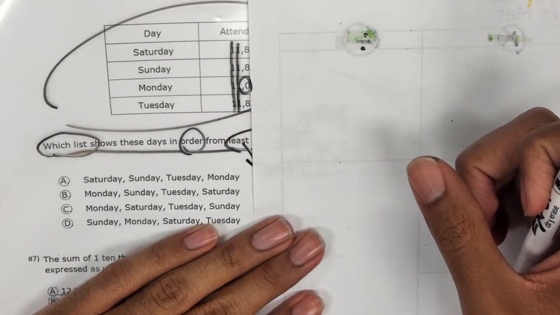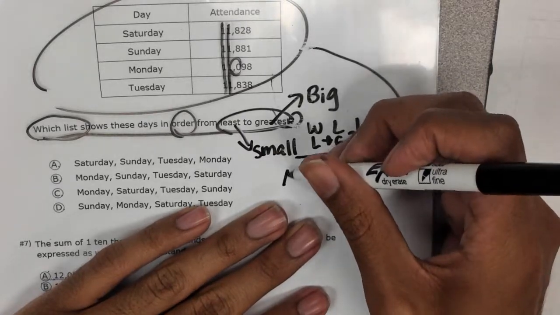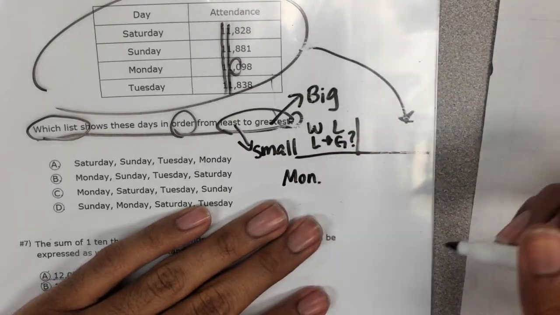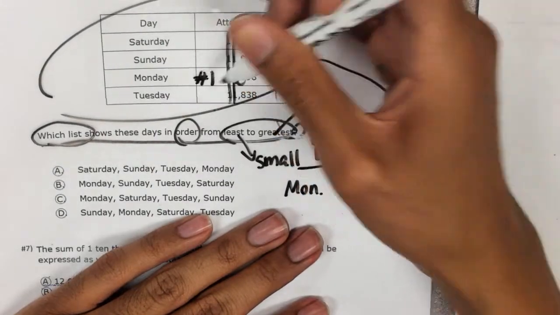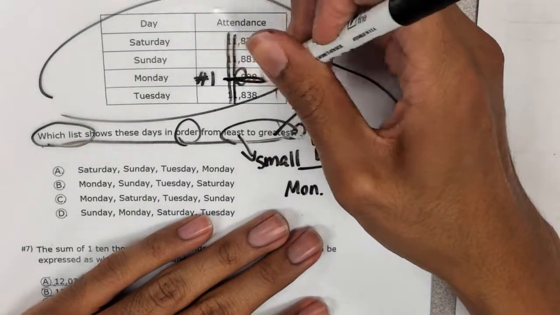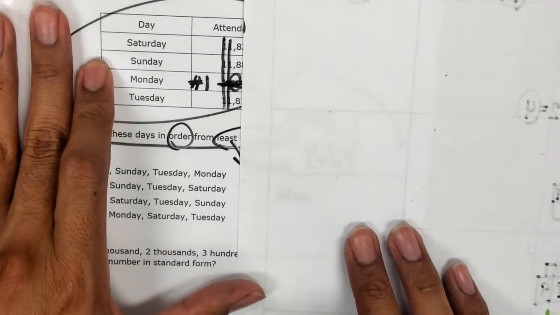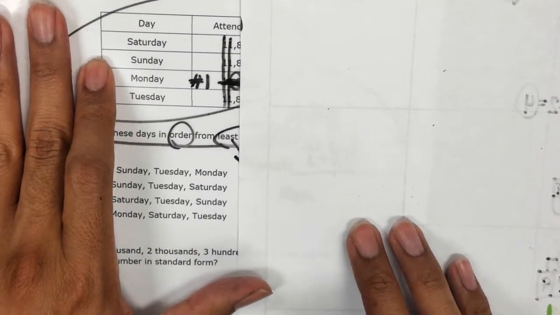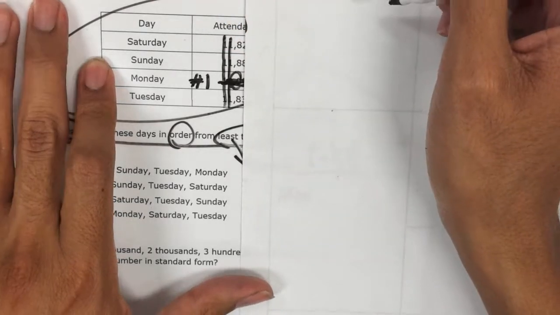So in my 3-step, I'm going to write down that Monday is the smallest day. That is my number 1 smallest day, so I'm going to label that with a number 1 right next to it. And then I'm going to cross it out, because I don't want to look at that number anymore. And now I'm going to look at the rest of the numbers. I'm going to go back to the hundreds place.